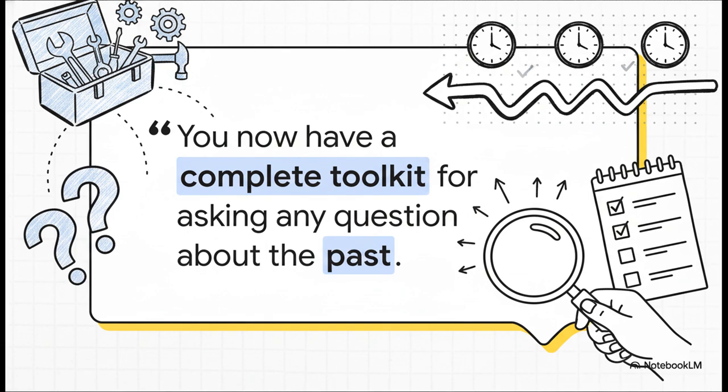And that's really the most important takeaway here. This isn't just a bunch of random grammar rules anymore. What you have now is a complete toolkit. With this simple checklist, you are now totally equipped to correctly and, more importantly, confidently form any question you want to ask about something that's already happened.